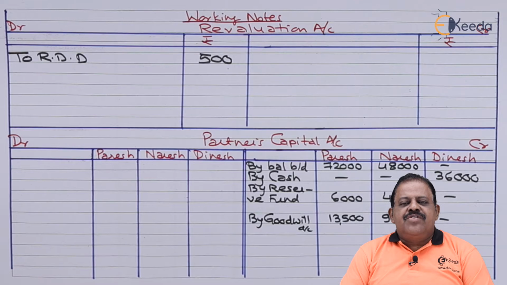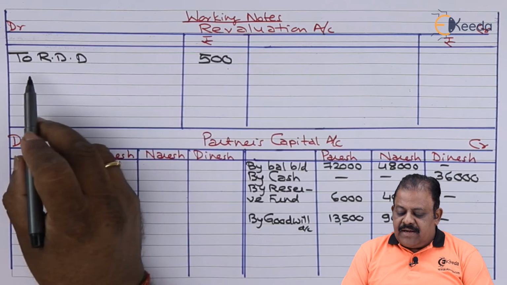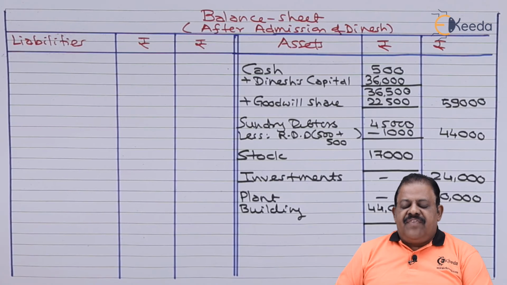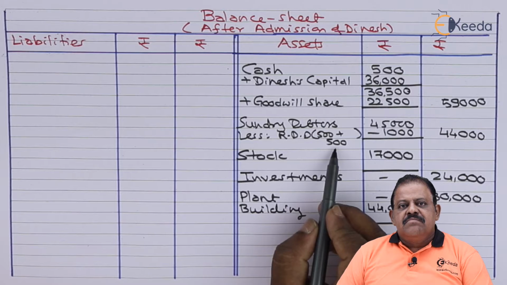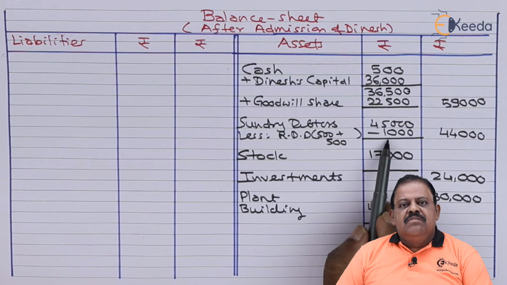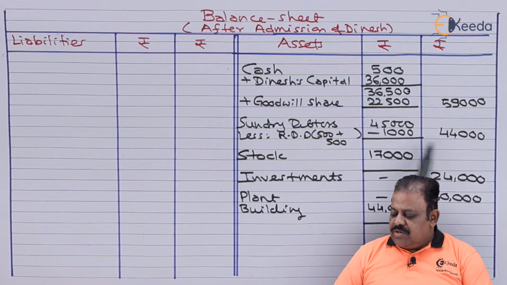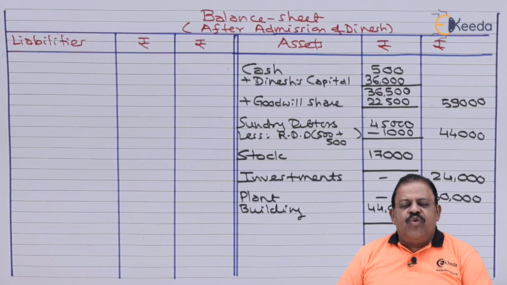One effect, revaluation account debit to RDD 500. Second effect, opening balance of RDD is 500. It is increased by 500. So it is now 1,000. 45,000 minus 1,000, net debtors are 44,000.